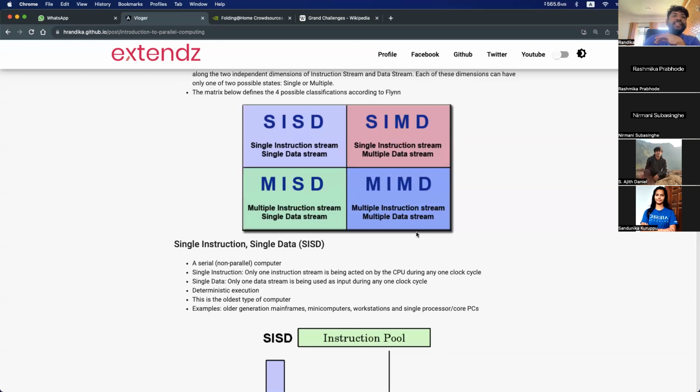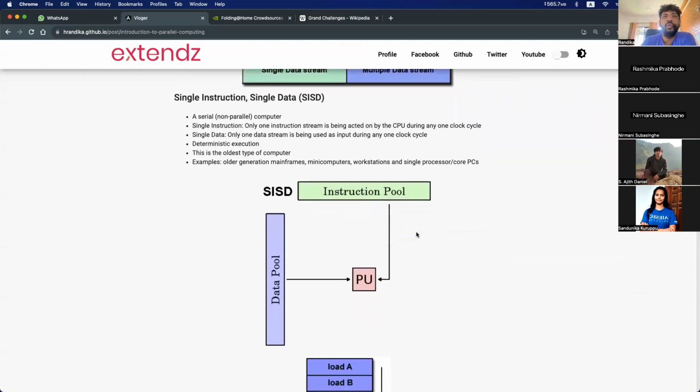So let's see the first type, and you will get a better idea of what we are talking about. We have single instruction and single data.